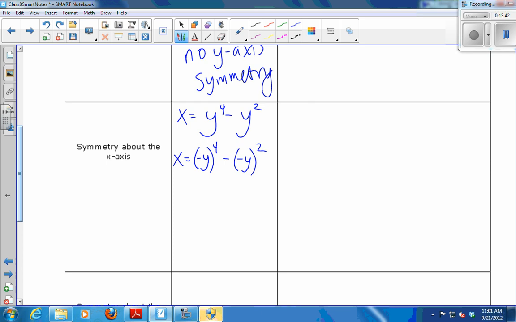What is negative y to the 4th? It's negative y times negative y times negative y times negative y. So 4 negatives are going to make a positive, and y times y times y times y is y to the 4th. And negative y squared is y squared. So is that equivalent to my original? Yes. So I do have x-axis symmetry.